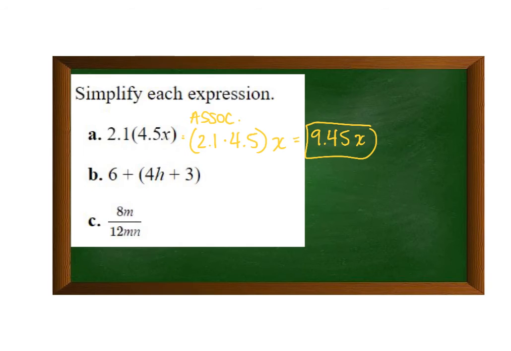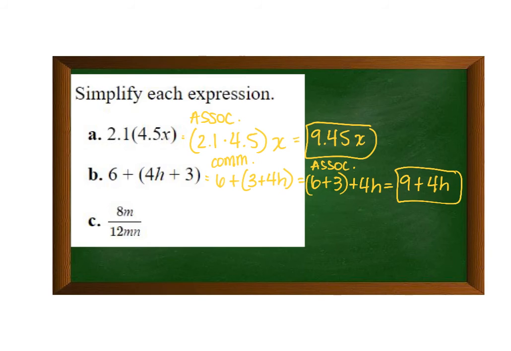And next one. So same thing, we're going to use commutative. So we're going to have 6 plus, instead of 4h, we're going to put 3 first. And then we're going to use the associative property. And we're going to put 6 plus 3 inside the parentheses and plus 4h. And now we've got 9 plus 4h. Okay? And the last one.